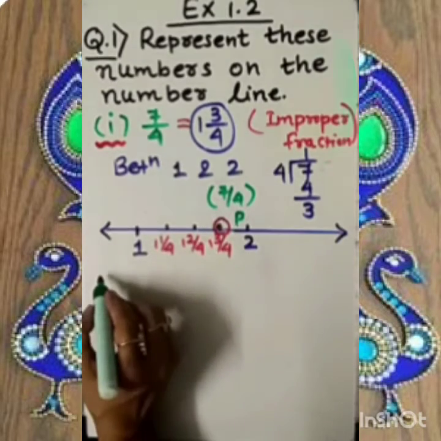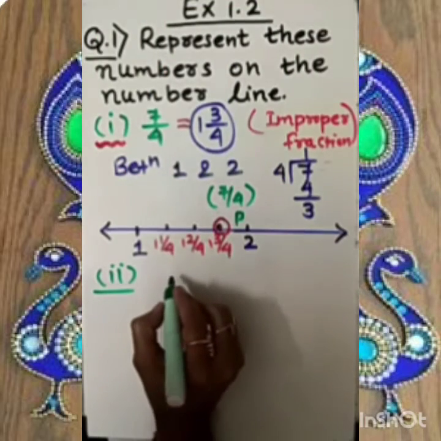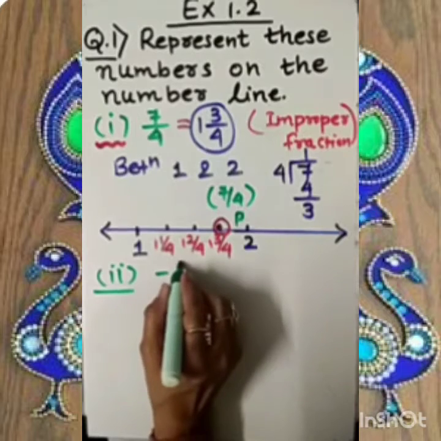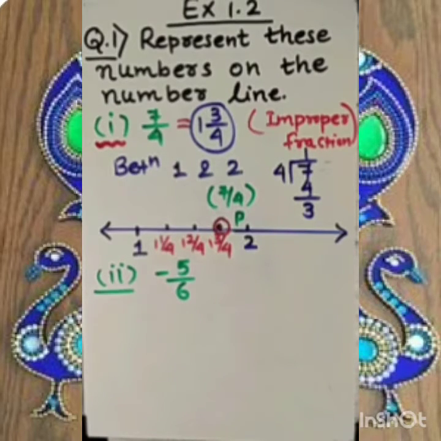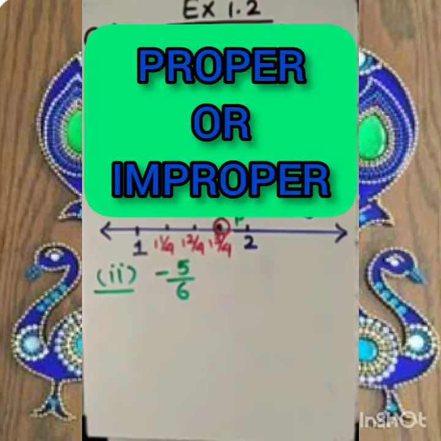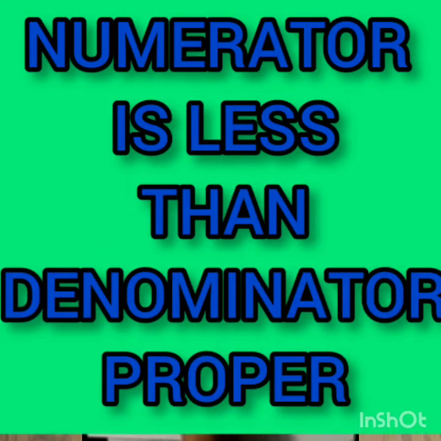Fine. Let's take one more example. Let's try to understand through that. The number which we are given is minus 5 by 6. Of course it is negative. Yes, a negative number, so we need to think about the left side of the 0. Now first of all think whether it is proper or improper. Of course the numerator is less than the denominator, so it is a proper fraction.